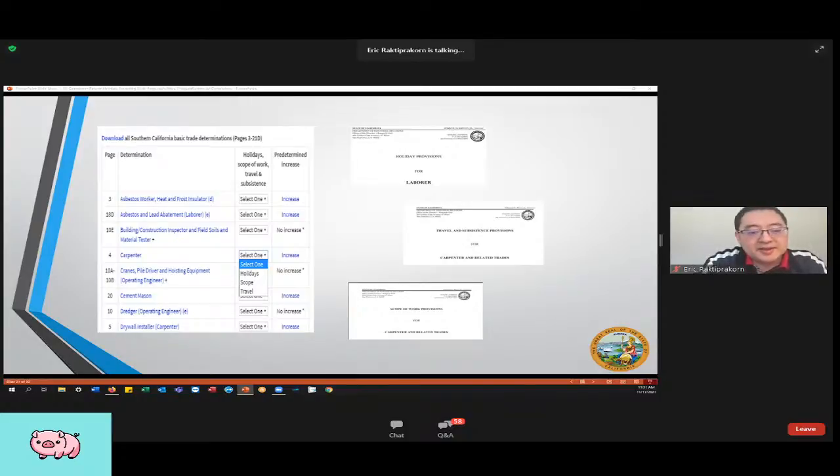But that drop-down menu you see there is going to show holidays, holiday provisions, scope of work provisions, and travel and subsistence provisions. You can also see for some crafts there's an actual predetermined increase, and there's an increase link next to the carpenter. So in general, when you're researching your wage determination, it's advisable to not only review the determination in detail, but to print out and review the holiday provisions, scope of work provisions, travel, as well as the increases, just to make sure that you're fully aware of the requirements and you're following them as best you can. And we do have a quick polling question coming up.